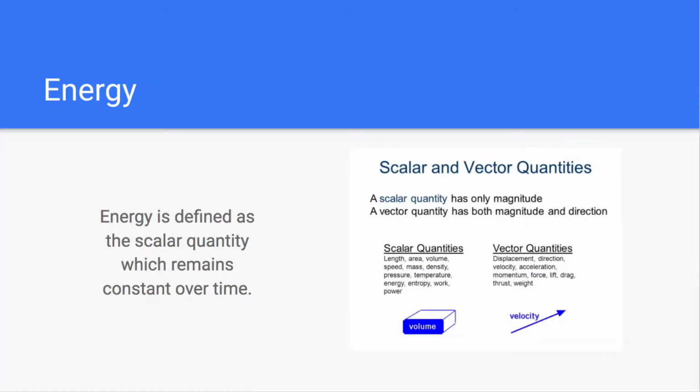Energy is the scalar quantity that remains constant over time in closed systems, as opposed to momentum, which is a vector quantity. Systems and particles have energy due to their motion in the form of kinetic energy, and due to their position in a force field, like the gravitational or magnetic fields, in the form of potential energy.